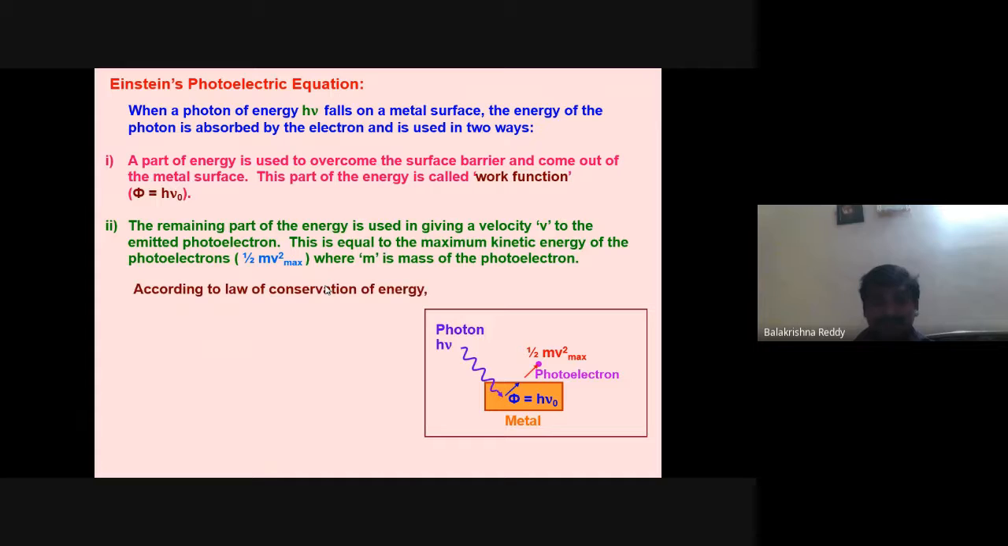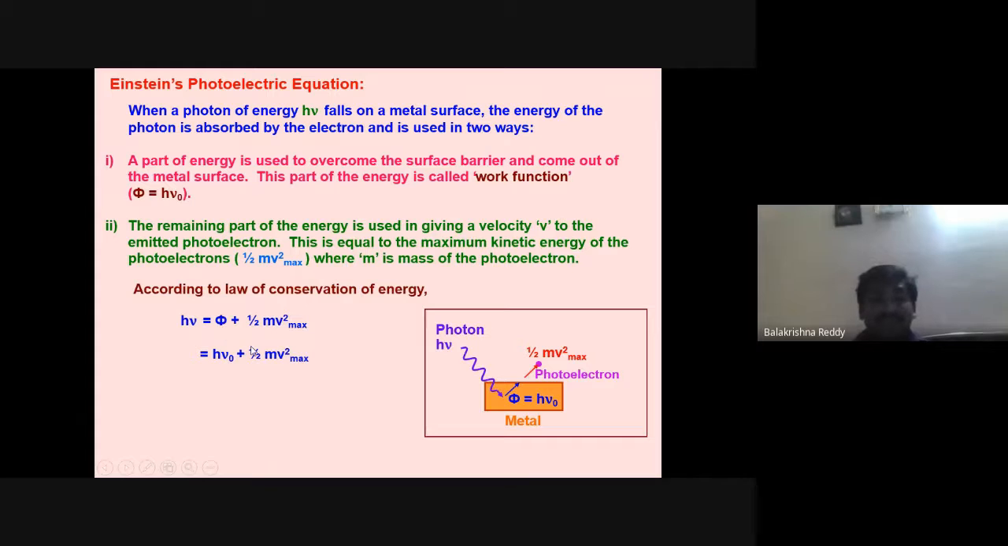So according to the law of conservation of energy, we know, what is the law of conservation of energy? That is h nu, the energy incident on the metallic surface, equal to the photon energy which is incidenting, that is phi plus half mv square maximum. Phi indicates the work function which is overcome, as well as some amount of the energy is used to move in the forward direction.